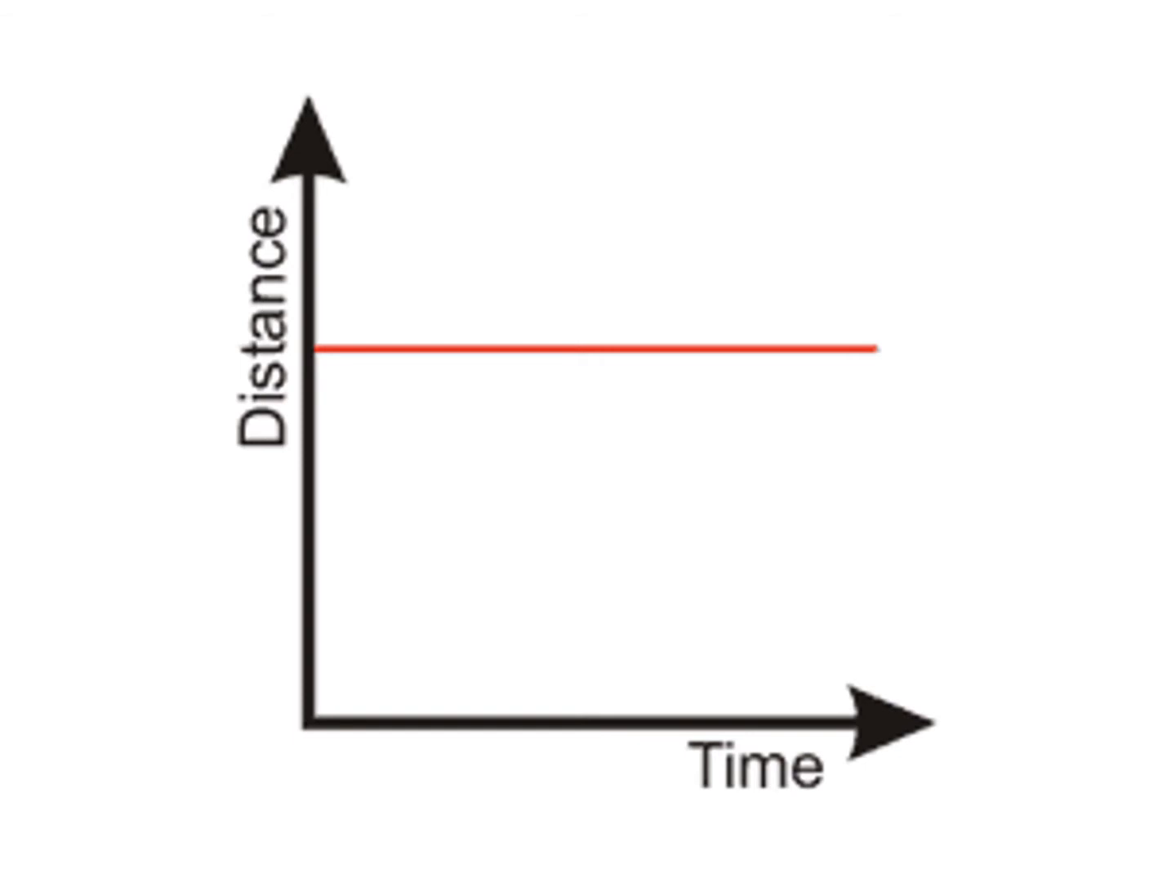This makes sense for our stationary object too, because the gradient of the line here is 0, which means the speed of the object is 0. So the object is stationary.